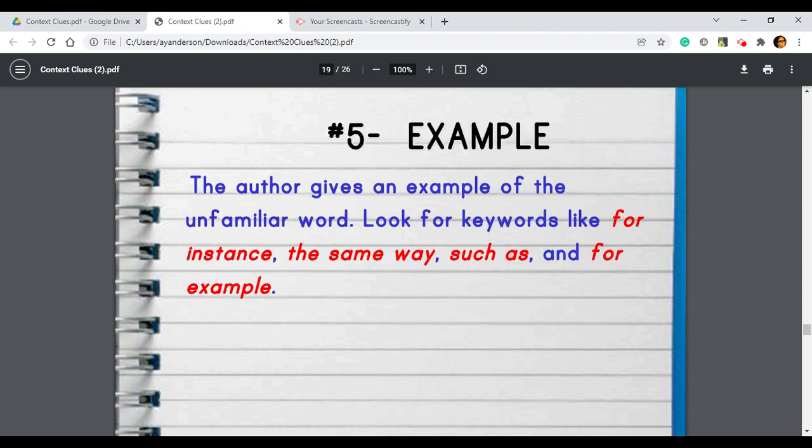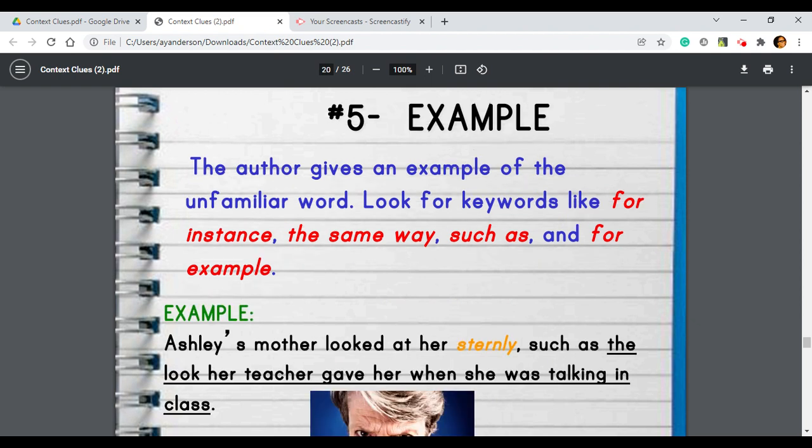Number five, example. The author gives an example of the unfamiliar word. Look for keywords like for instance, the same way, such as, and for example. Example: Ashley's mother looked at her sternly, such as the look her teacher gave her when she was talking in class.